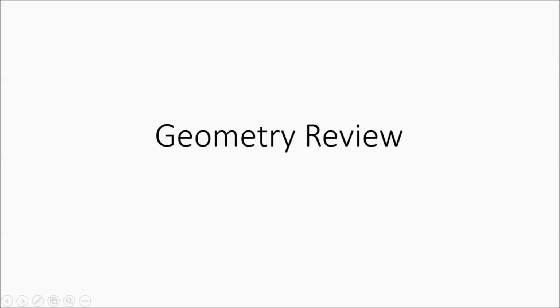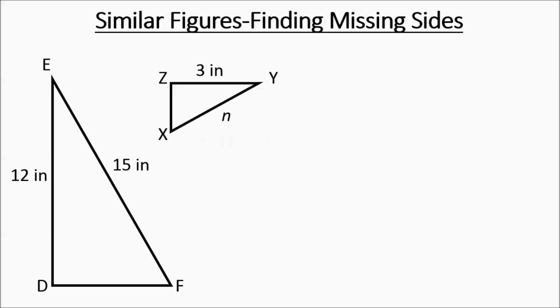All right, this is a geometry review. The key things you need to know for the Math 7 geometry unit. So similar figures, finding missing sides. They give you a big triangle, they give you a little triangle. They say it's similar, we just need to figure out the missing side.